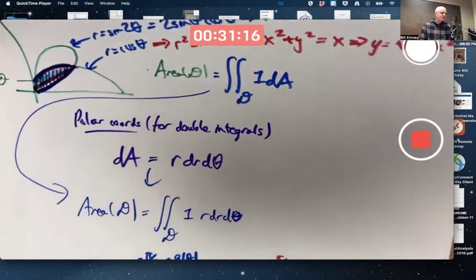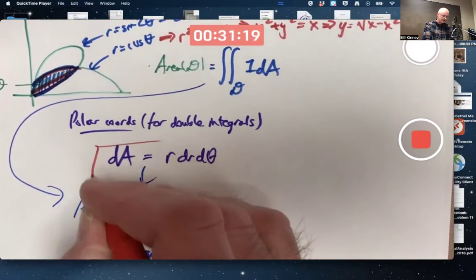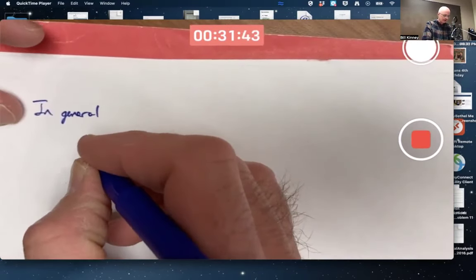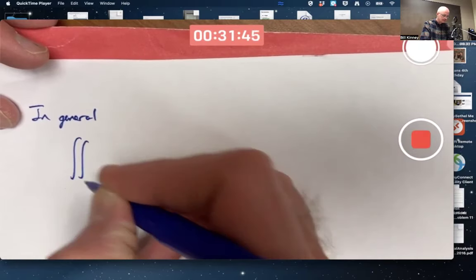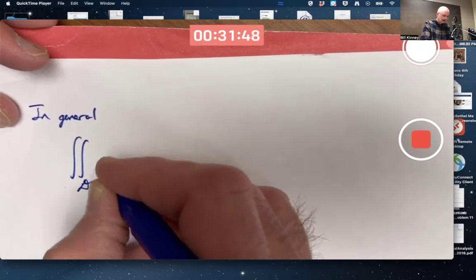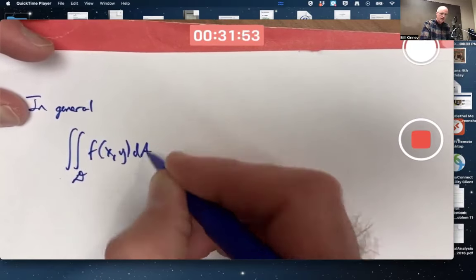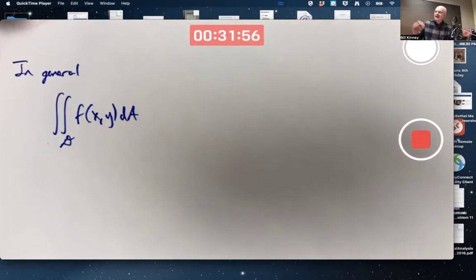But polar coordinates, this equation effectively, are useful for more than just finding areas. They're useful for finding any kind of double integral in certain situations, at least. Volumes under surfaces. In general, if we're doing a double integral of some function, which you could call f of x y to start with, over some domain that is hopefully easy to describe in polar coordinates.